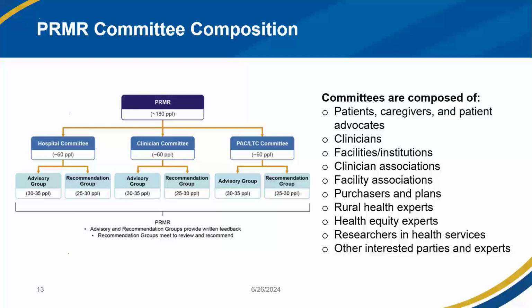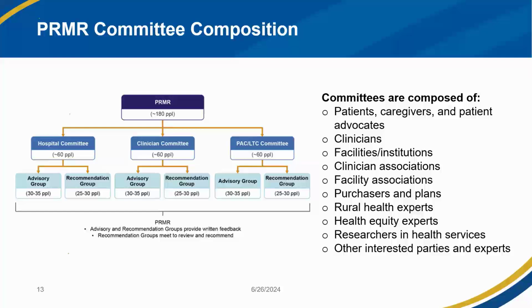And so Primer as a whole has around 180 individuals. They are split up between three committees, a hospital committee, a clinician committee, and then a post-acute care, long-term care committee as well, each having about 60 individuals. So again, a lot of feedback for each of these measures.